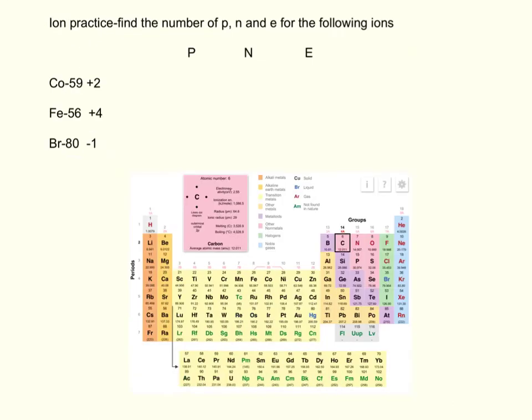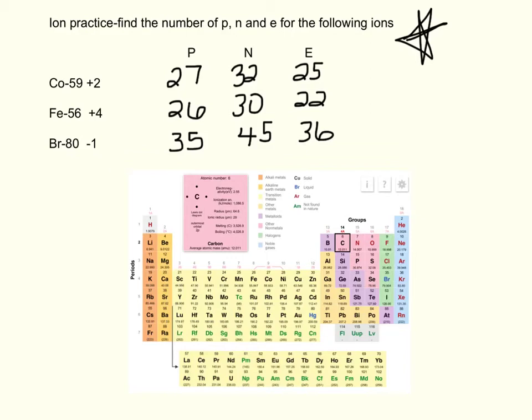Okay, here we go. Here's some practice. I expect to see this in your notes that you've tried this. This is going to be Co, which is cobalt, 59. You're going to find the protons, neutrons, and electrons. Iron, 56. Bromine, 80. And notice they all have charges. I want you to stop the video right now, and I want you to do these on your own.